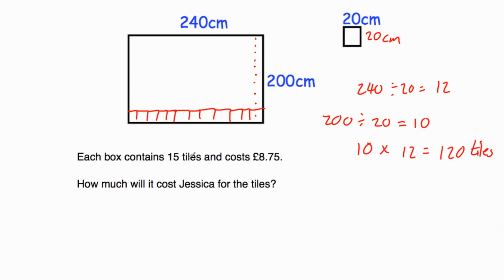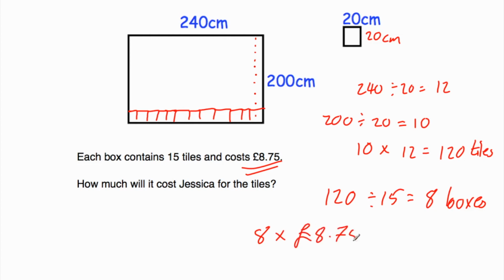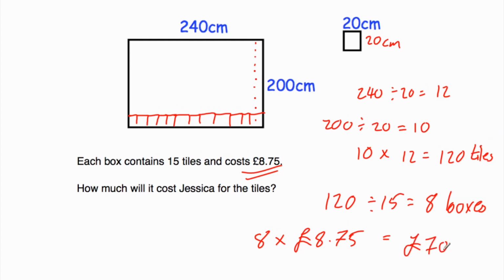Now they come in boxes of 15. So let's see how many boxes she'll need. If we divide how many tiles she needs, 120, by 15, that would tell us how many boxes she'll need. So 120 divided by 15 is equal to 8. So she's going to need 8 boxes of tiles, and each box of tiles costs £8.75. So if we do 8 multiplied by £8.75, that would tell us the total cost for the tiles, and that is equal to £70. So it cost Jessica £70 for the tiles.